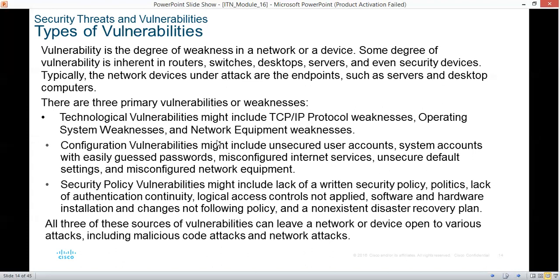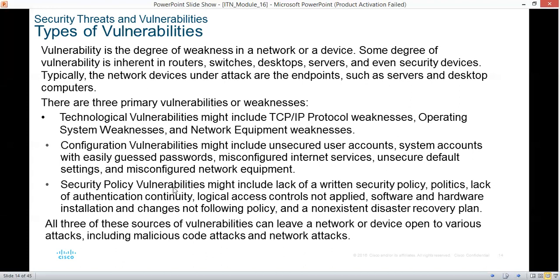For instance, you buy a switch and by default you don't configure the basic security, definitely it can be accessed. So configuration vulnerabilities might include unsecured user accounts, system accounts with easily guessed passwords. So some of these can easily be guessed. Misconfigured internet services, unsecured default settings, and misconfigured network equipment. So these are the vulnerabilities we're talking about.